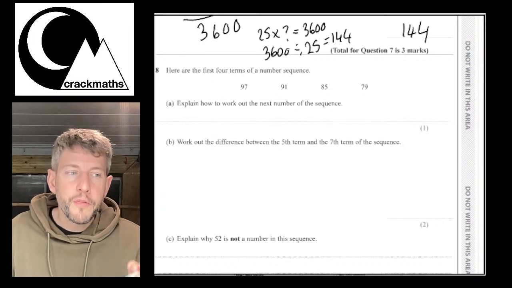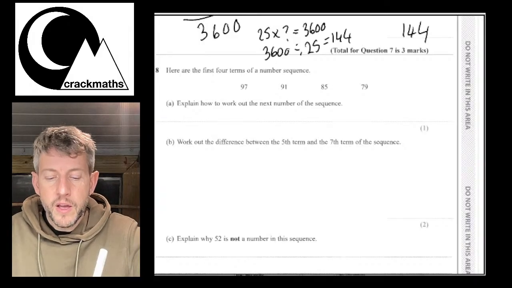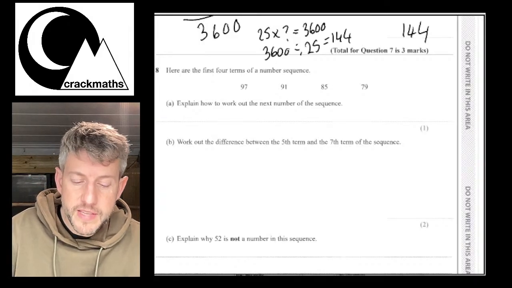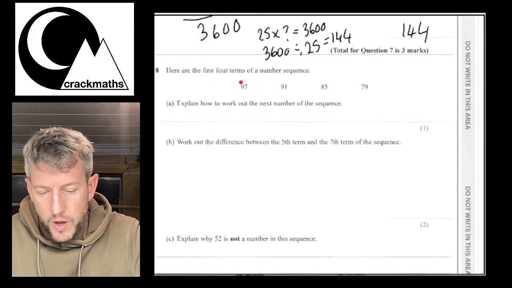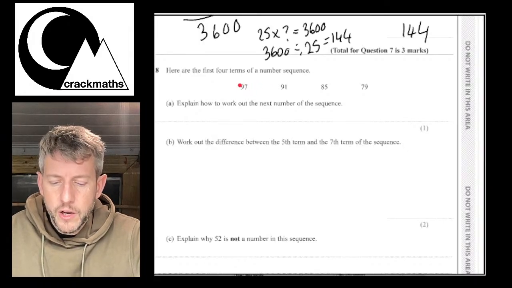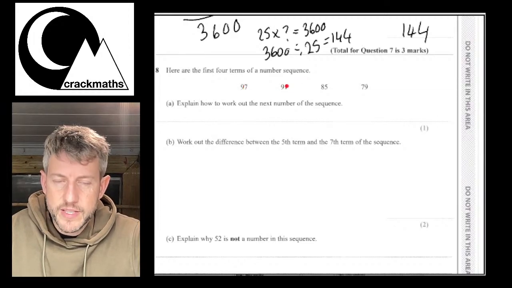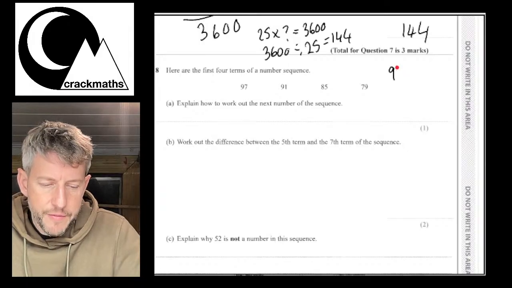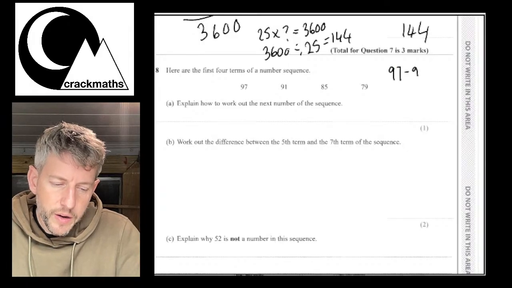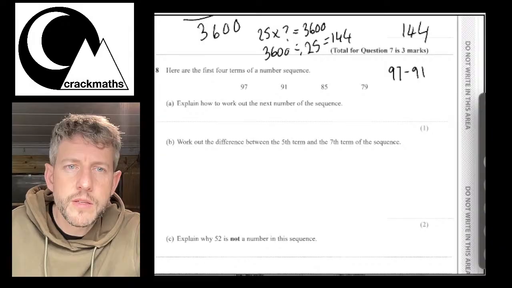Okay, so this number sequence will be increasing or decreasing by the same thing each time, presumably. So what we're going to do is work out what we have taken away from 97 to get to 91. We can work that out by doing 97 take away 91. Okay, so I'll do that here.